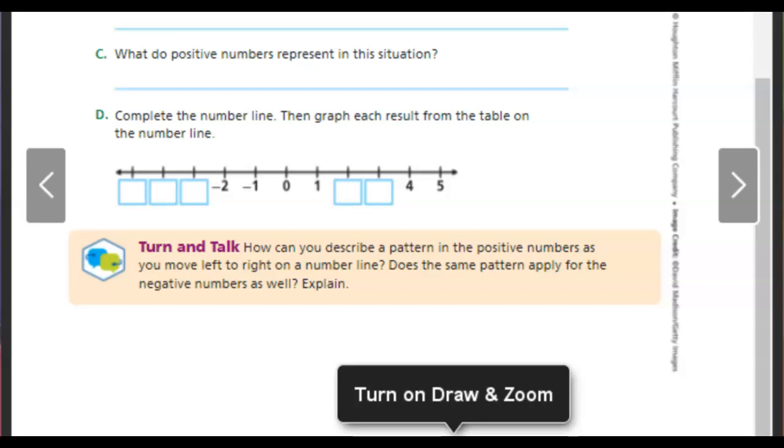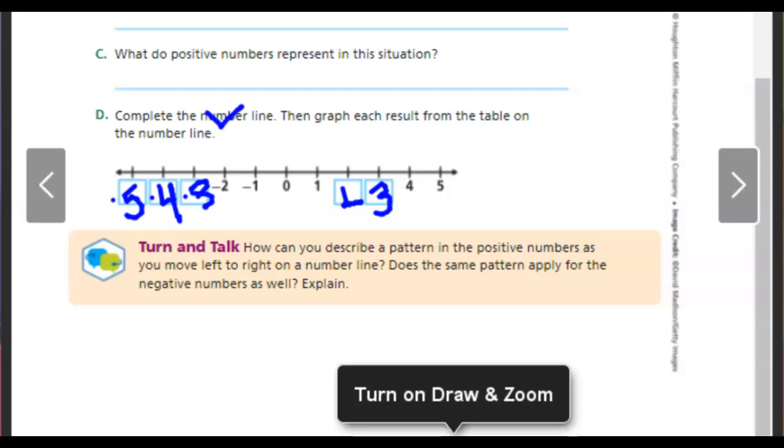So I have 0, 1, and then we're going to write a 2 here, and then we have a 3. Over here, I go -1, -2, -3. I have -4 and -5. Next, so I did this part. And then I'm going to graph.